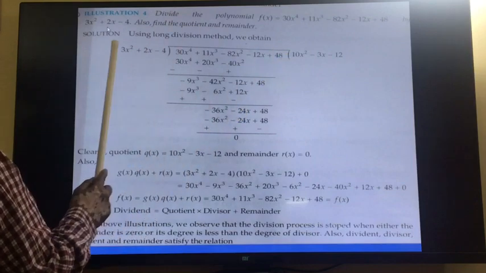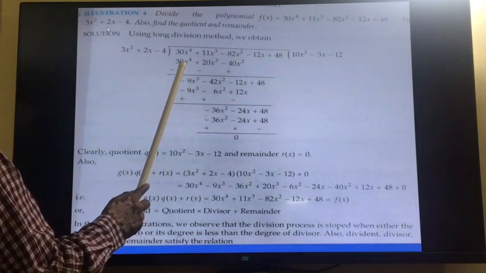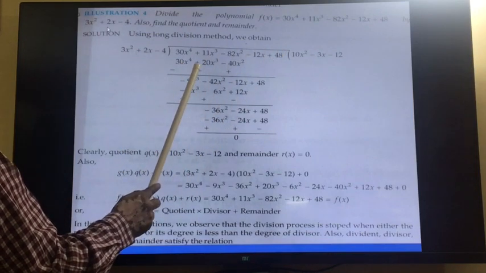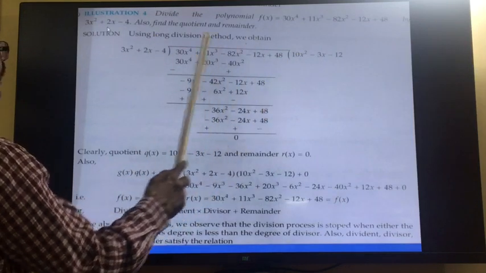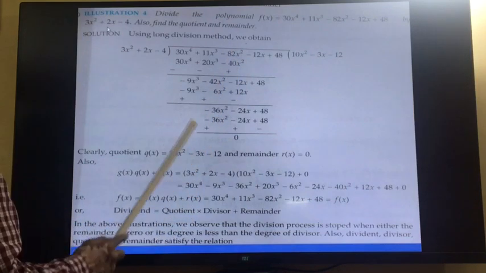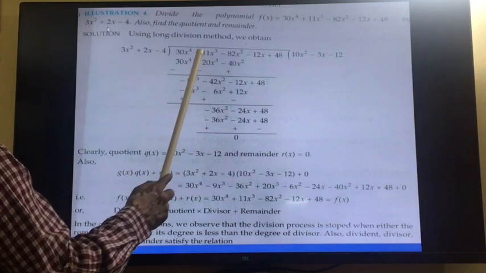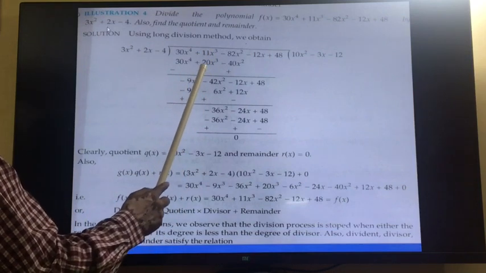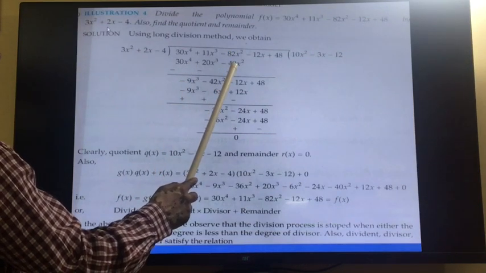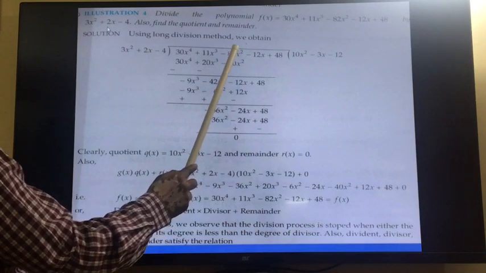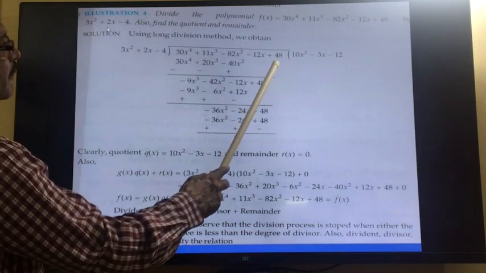So 10x square into 3x square will be 30x to the power 2 plus 2, 4. So 30x to the power 4, plus 10x square into 2, 20x cube, minus 10x square into 4, it will be 40x square. After this you will change the sign, so this is cancelled. Here negative 20 and positive 11, so after subtracting 20 minus 11 you will get minus 9, negative is more. Then you see out of these two, positive 40 and negative 82, here you are getting negative more, so you will get negative 42x square. Then minus 12x and plus 48.